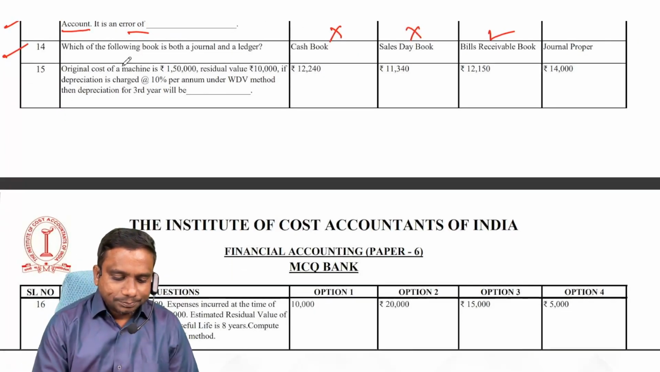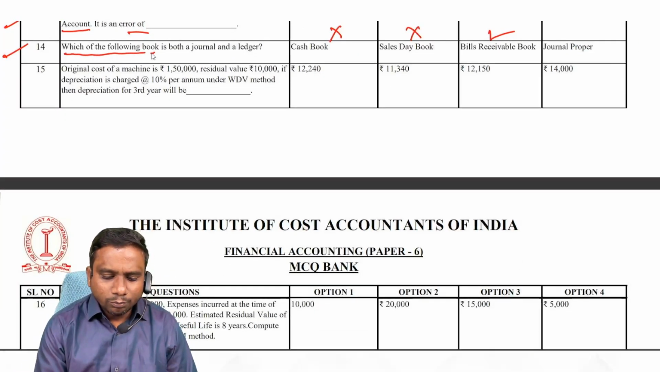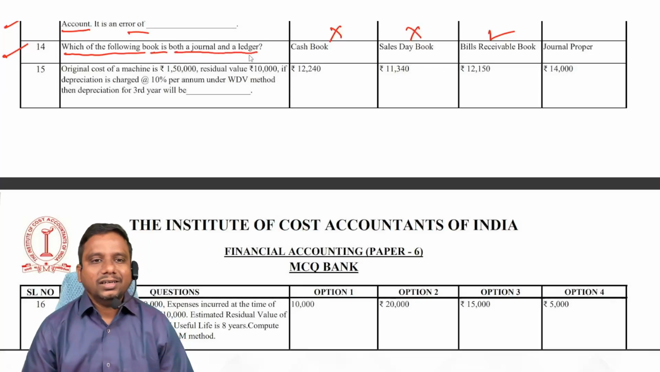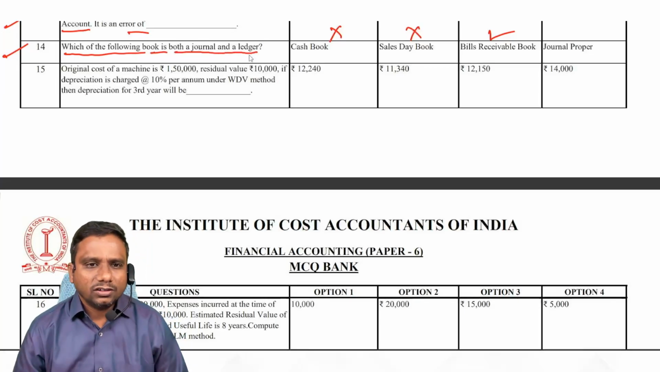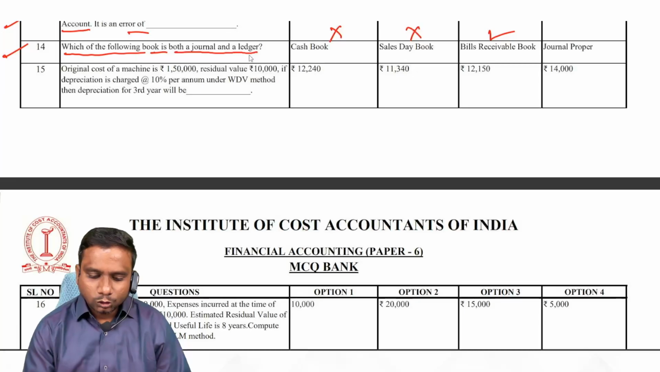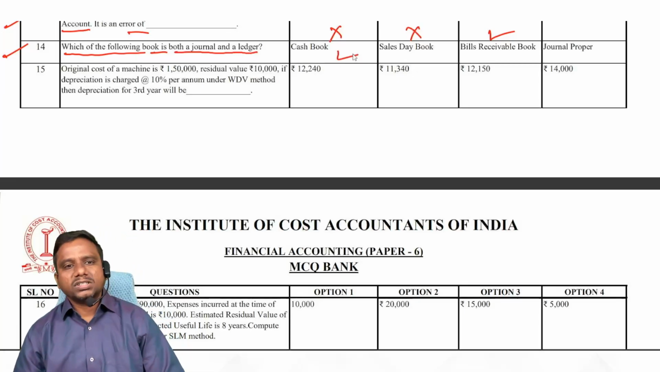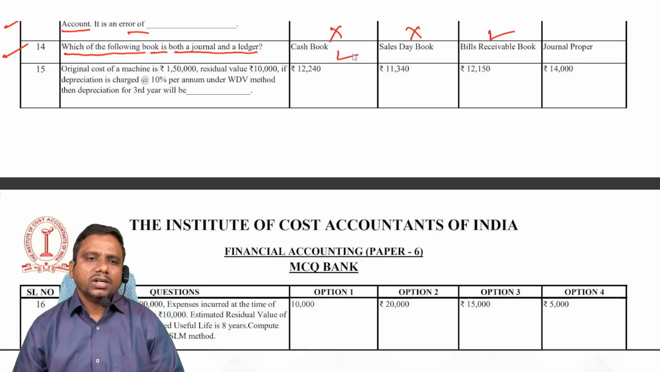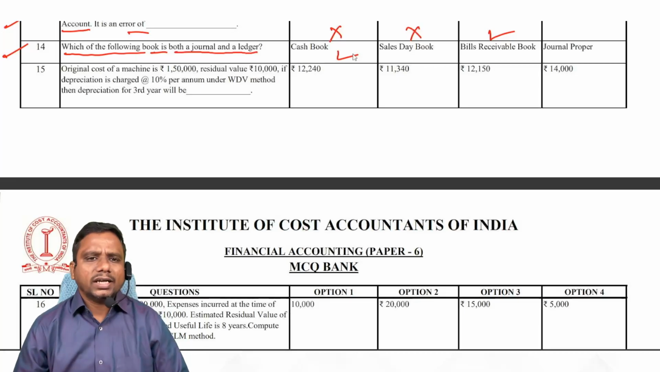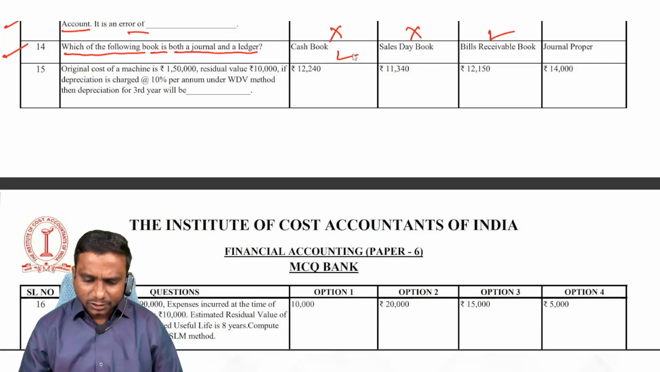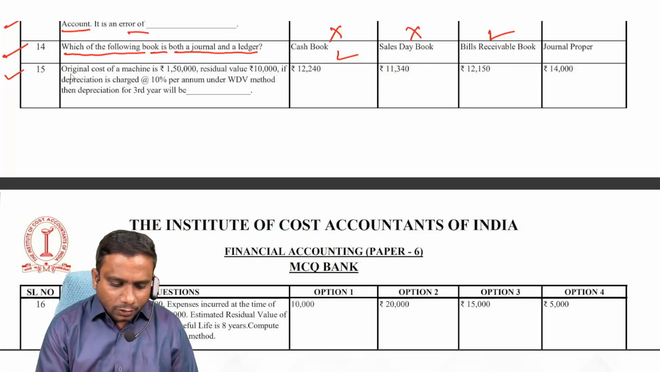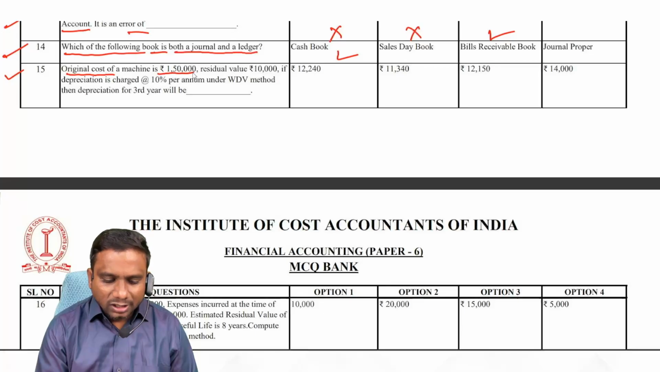Next one, 14th one. Which of the following books is both journal and ledger? Yes, this answer you can write quickly. Cash book. Cash book is a subsidiary book as well as a principal book. Why? Because in the cash book we enter the cash transactions. Whenever a cash transaction happens, we immediately enter the transaction in the cash book. You do not need to post them into cash account or bank account. Clear?